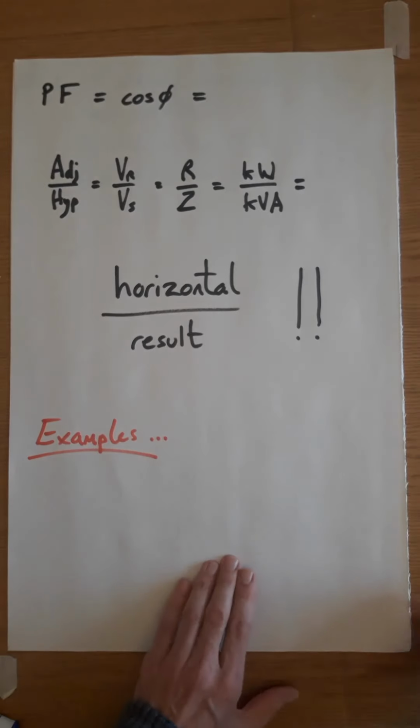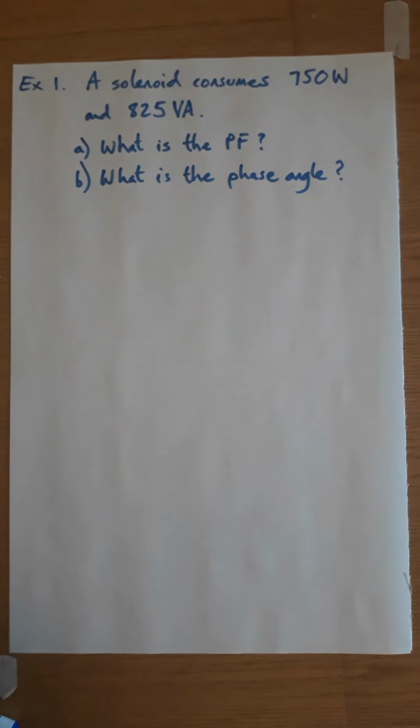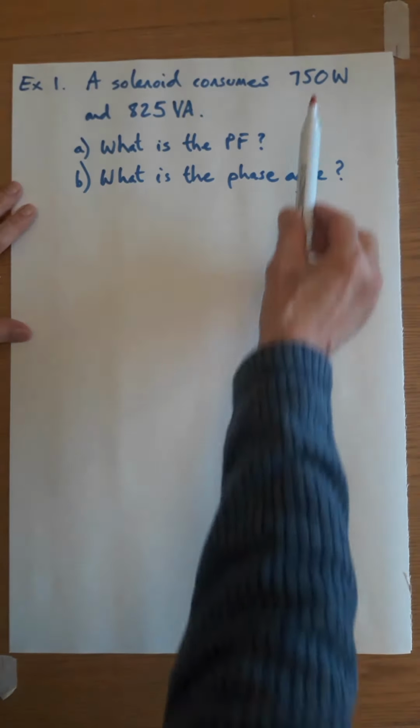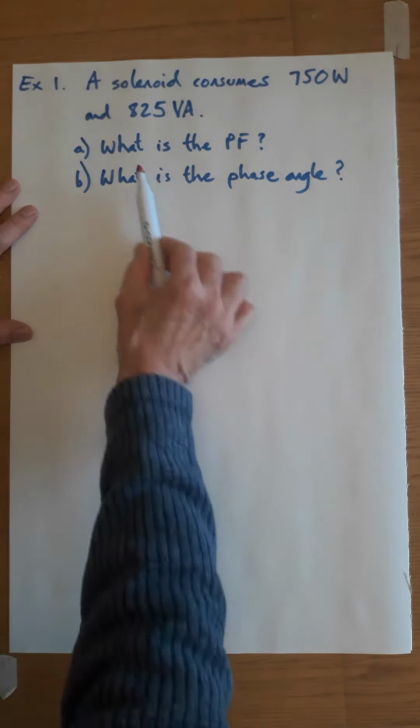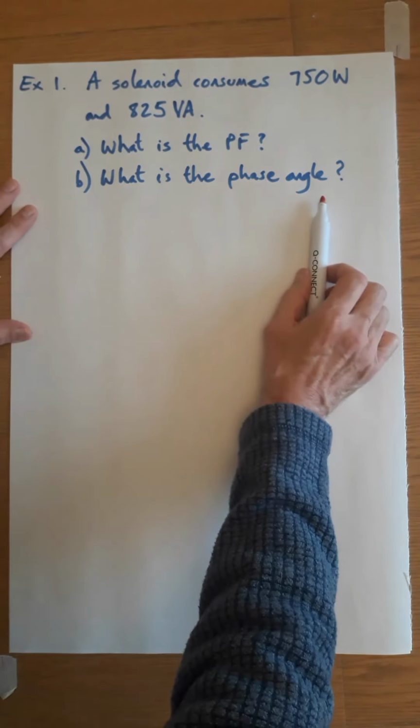Let's do some examples. So I've written out a couple of examples for us to work through. Number one, a solenoid consumes 750 watts and 825 volt amperes. What is the power factor? What is the phase angle?